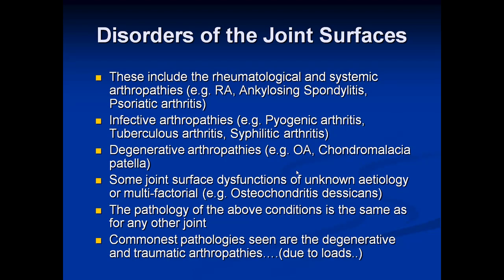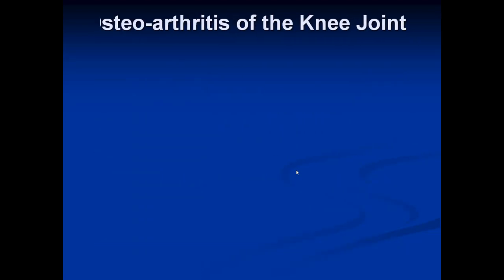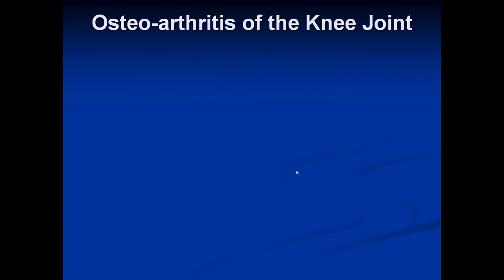There are some joint surface dysfunctions which have unknown causes or may be multifactorial in their presentation. An example of this is osteochondritis dissecans, which occurs mostly at the patellofemoral joint. The pathology of the above conditions is the same as for any other joint seen around the body. The most common pathologies seen are the degenerative and traumatic arthropathies. We will now consider some of the more common arthropathies that are seen by clinicians around the knee joint.